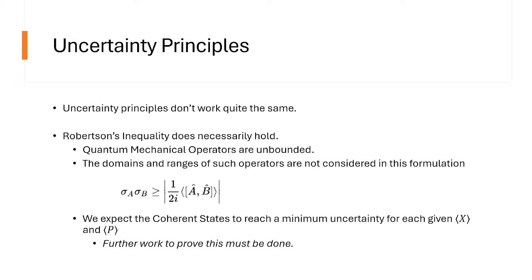We can cross that out. We have to use variational principles, and that's something that we're continuing to work on and that I'll be working on over the summer. And we expect coherent states to have a minimum uncertainty for each given x and p, but this will not be constant for each of the expectation values of the position or momentum. And we'll just have to keep working on that in the future.